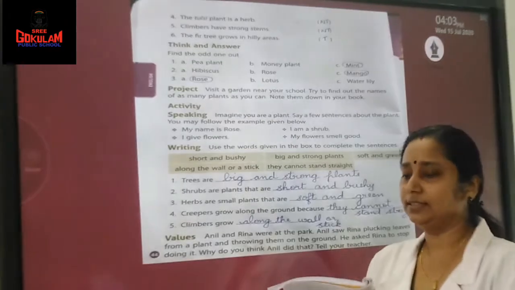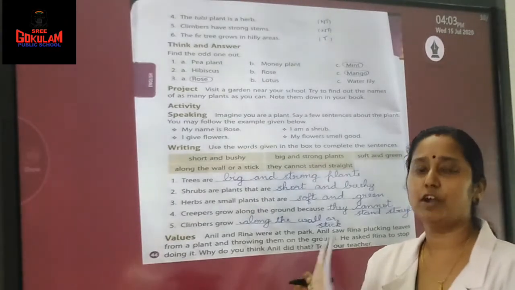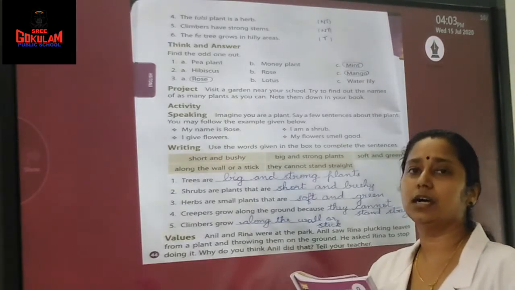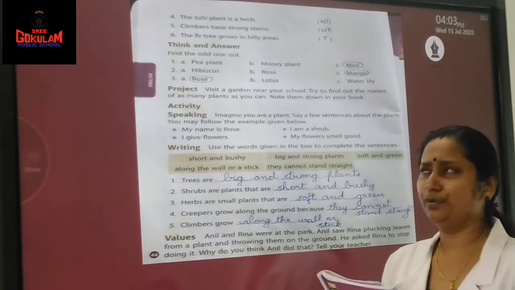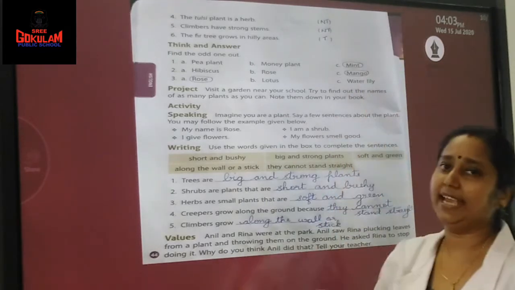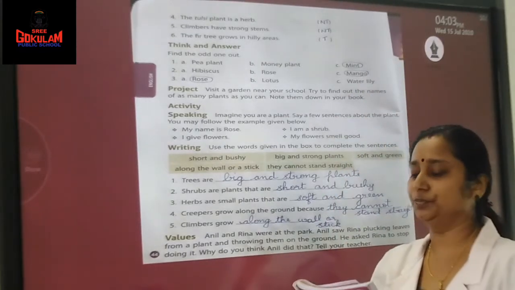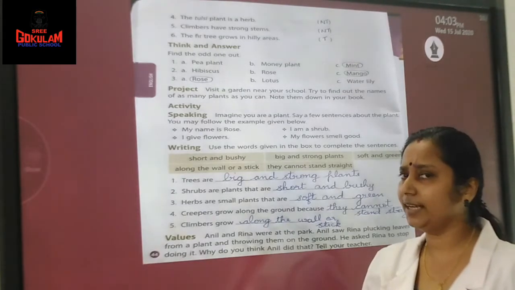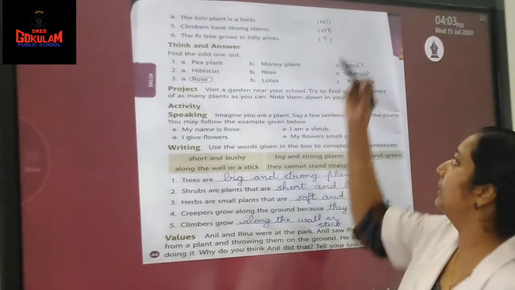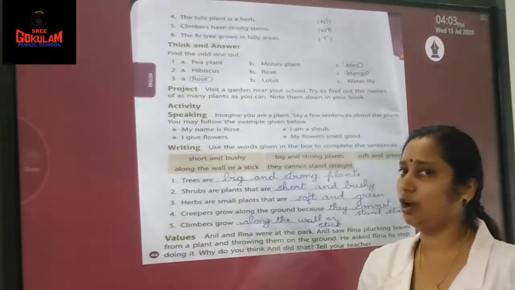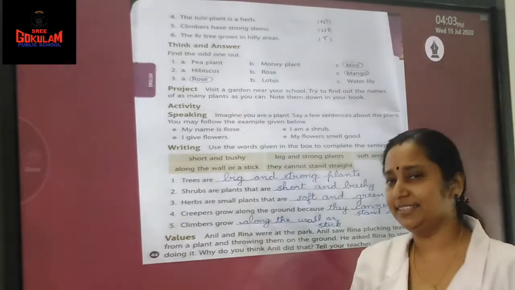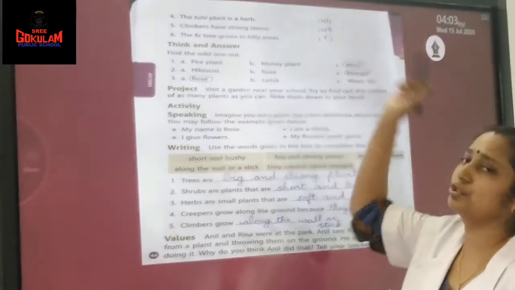You can turn the page. Page number 44. Okay? The tulsi plant is a herb. Is it a herb? No. So teacher wrote here NT, not true. Climbers have strong stems. Is it correct? No. So you have to write there NT. It is not true. The fir tree grows in hilly area. Yes. So it is true.